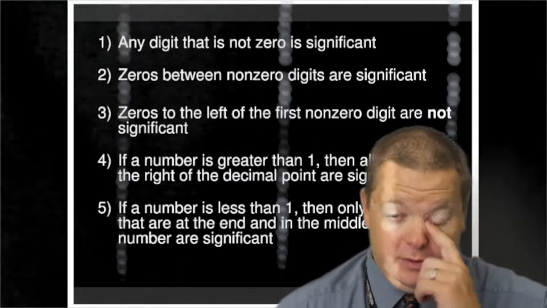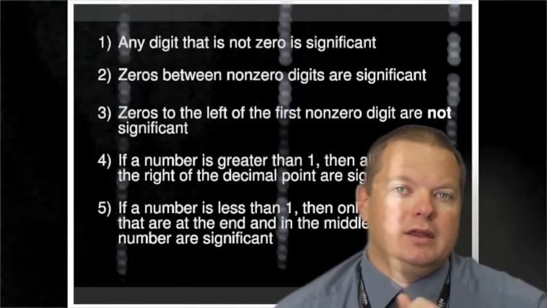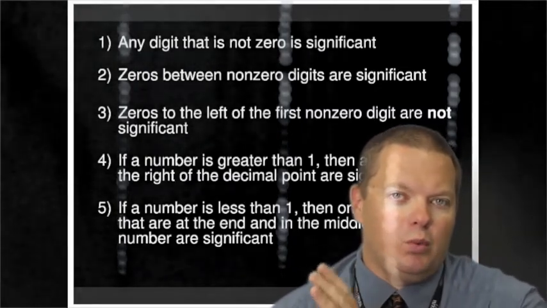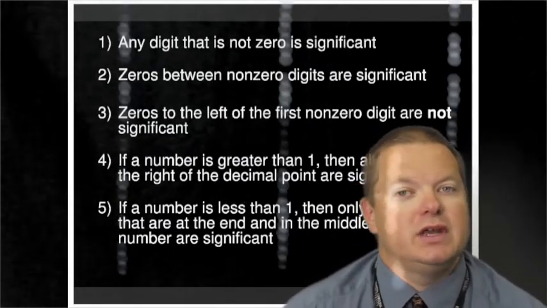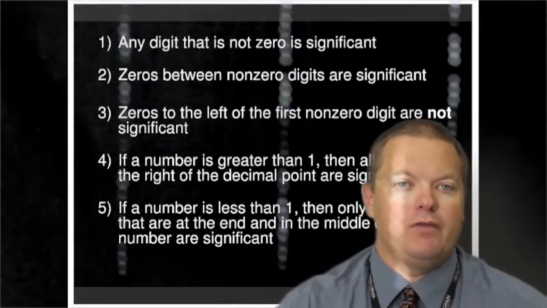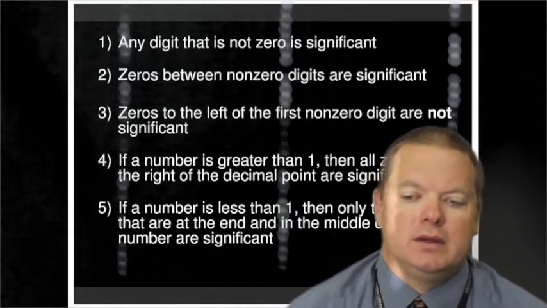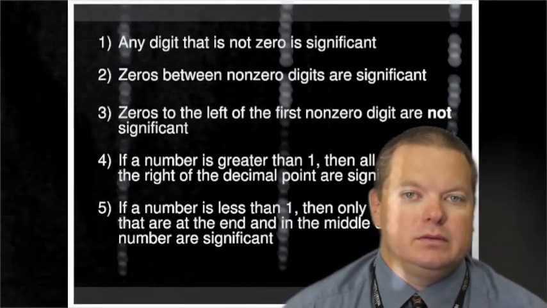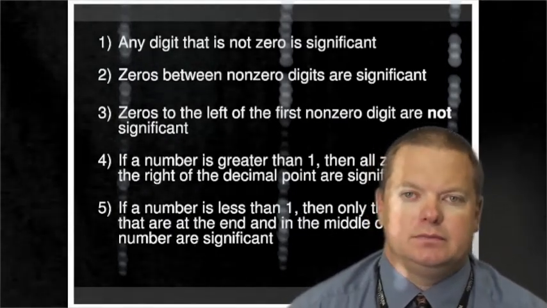So if we go back to the example before, 0.0110 would have 3 significant digits because all of those come to the right of other significant digits. Okay?